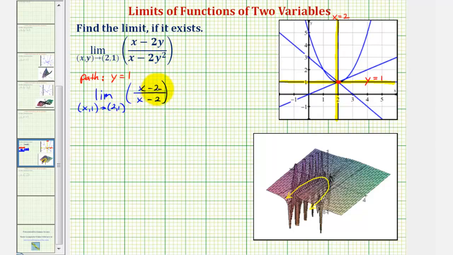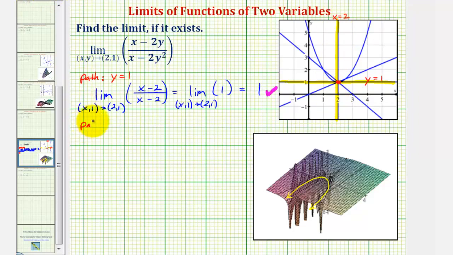Notice here we can simplify this rational expression. x minus 2 divided by x minus 2 equals 1, so this simplifies to the limit as (x, 1) approaches (2, 1) of just 1, which of course just equals 1. So we've shown along the path y equals 1, the limit would be positive 1. This does not mean this limit equals 1 or that it even exists. We must consider additional paths. Now let's consider the path along this vertical line, x equals 2.